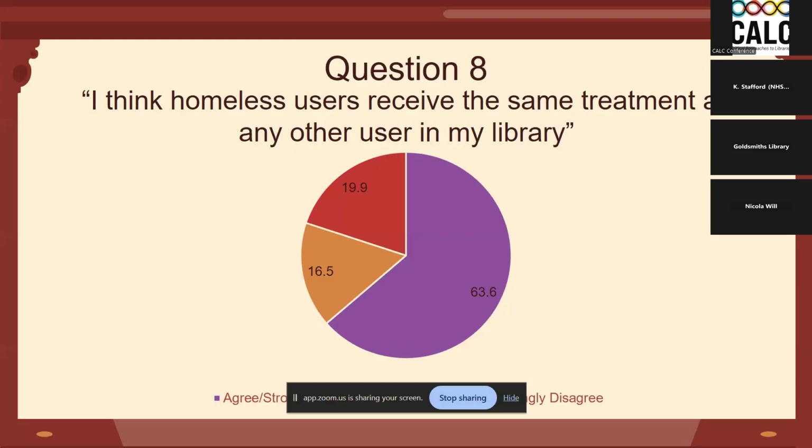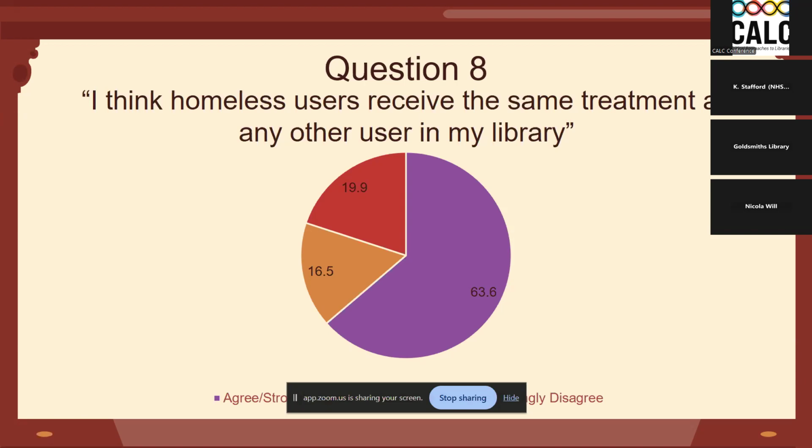What we find is that 63% of the respondents either agreed or strongly agreed that homeless library users receive the same treatment as everyone else. That's more than two thirds of the library staff surveyed, so they feel that their library treats everyone there the same. And that's a good thing. If true, it would indicate that the problems faced by homeless individuals are maybe not as significant as we supposed. But we need to consider other possibilities as well.